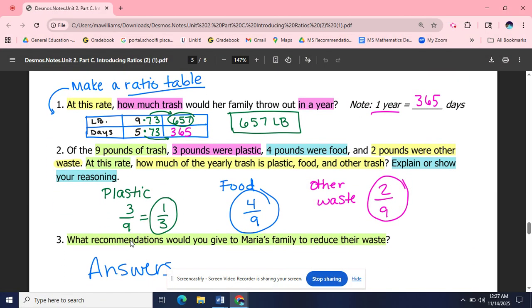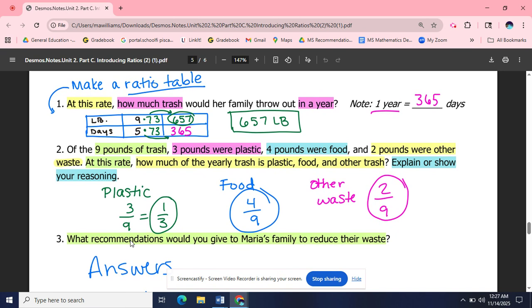So, if out of the 9 pounds, 3 were plastic, that means 1/3 of the yearly trash is plastic. 4 out of 9 is food, and 2 out of the 9 is other waste.